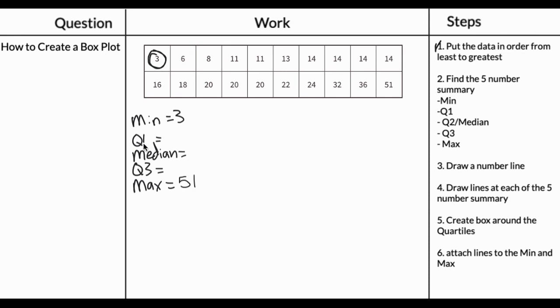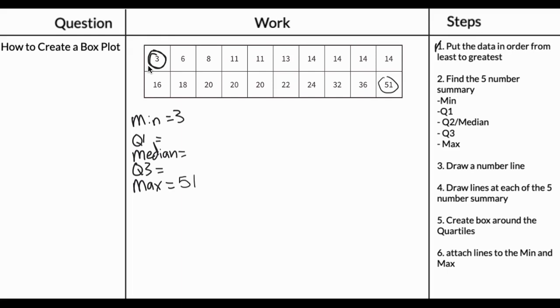Now we get into the quartiles, quartile 1, 2, and 3. It's always easiest to do the median first and then go from there, because when we're finding this median here, that will help us figure out what Q1 and Q3 is. So remember, the median is going to be the middle number in our data set.